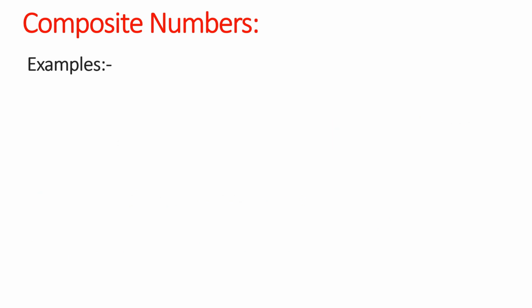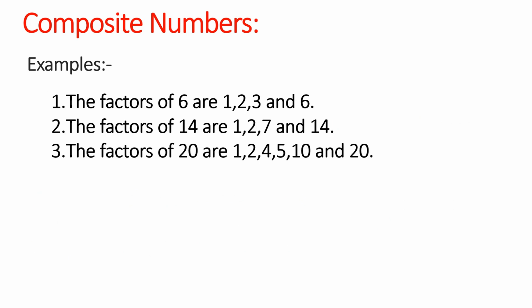What are composite numbers? For example, the factors of 6 are 1, 2, 3 and 6. And the factors of 14 are 1, 2, 7 and 14. And the factors of 20 are 1, 2, 4, 5, 10 and 20. All these numbers have more than two factors. So they are called composite numbers.